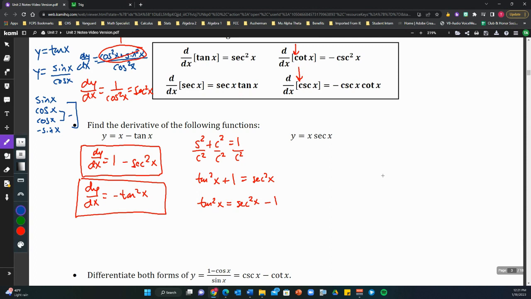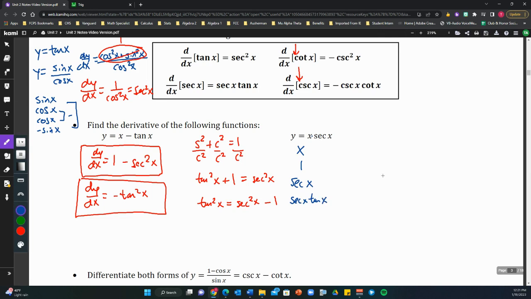All right, for the second one, we have y equals x times secant x. So this would be a product rule problem. Let's set this up for pieces. First function x has a derivative of 1. Second function secant x has a derivative of secant x tangent x.